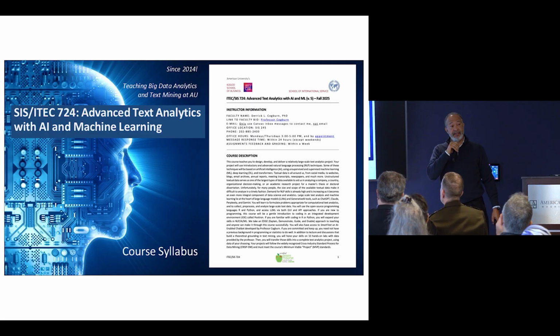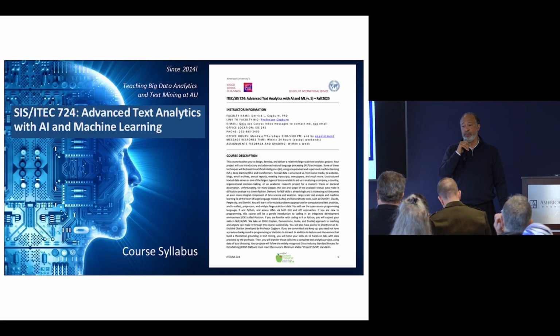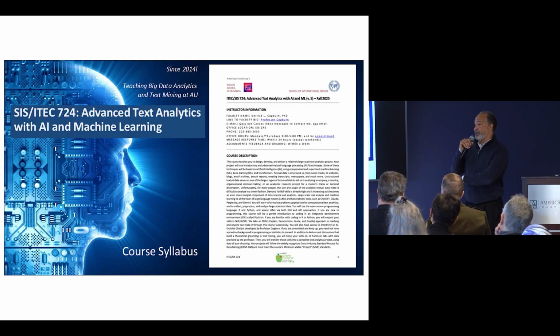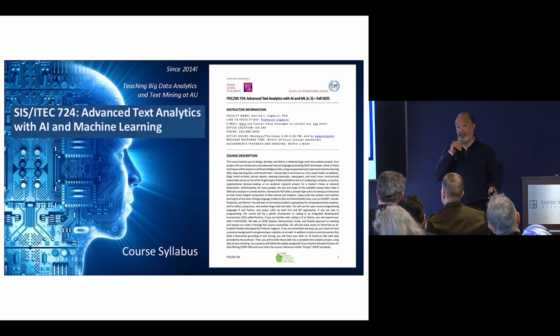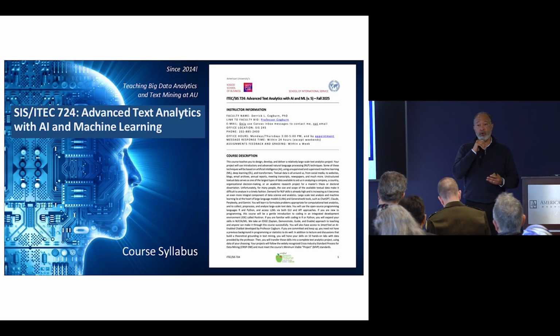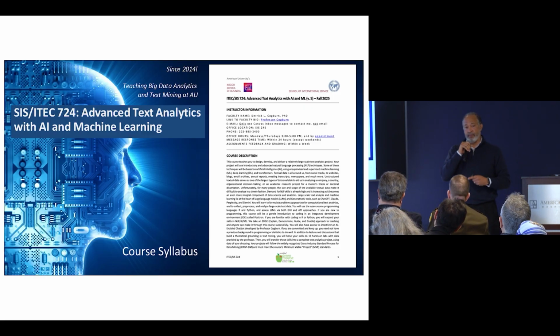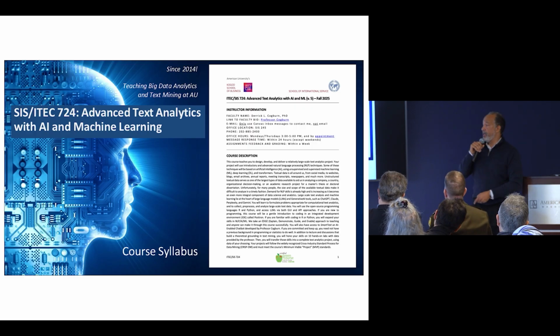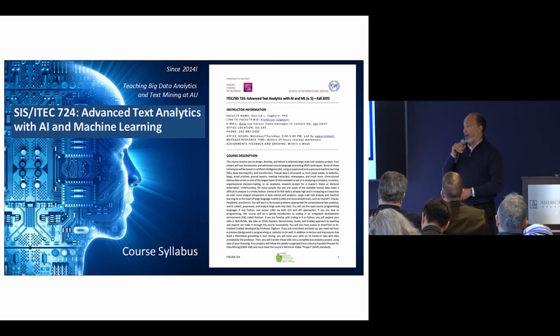Going back to 2014, the course was originally entitled Big Data Analytics and Text Mining, and it's designed to reach out to students across campus. I teach it every fall and spring, with students from the Washington College of Law and doctoral students across campus. Last spring, we changed the name of the course to better reflect its content. It's now called Advanced Text Analytics with AI and Machine Learning.